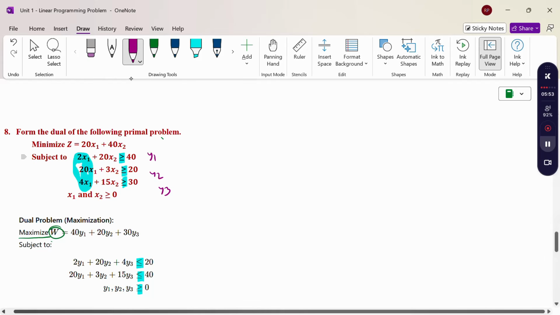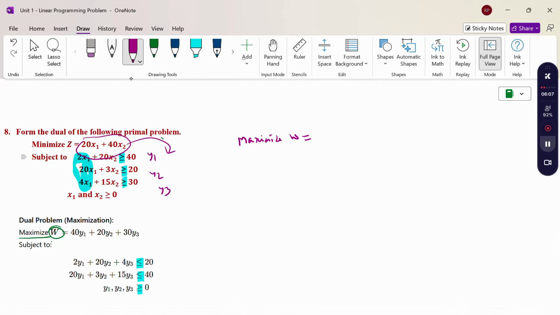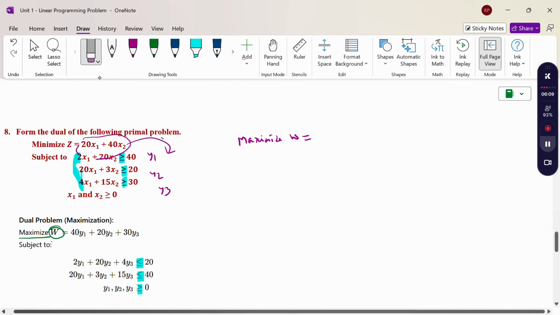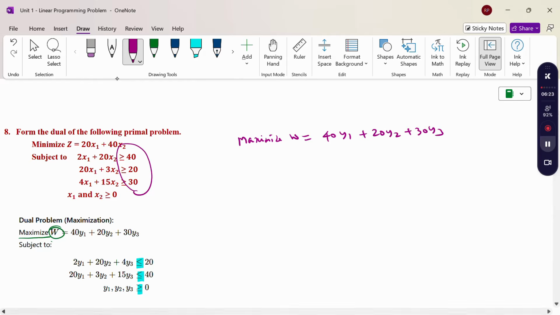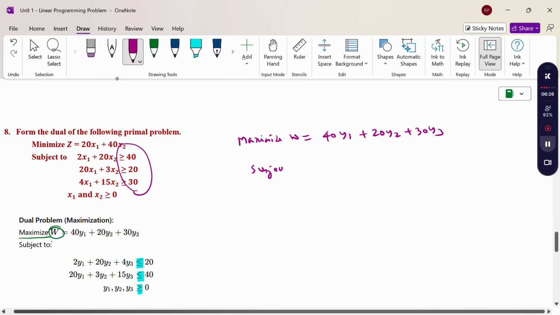Then these are less than or equal to the original objective coefficients, which move to the right hand side. So minimize changes to maximize, and the right hand side values become the objective function: 40y1, 20y2, 30y3, subject to the constraints.